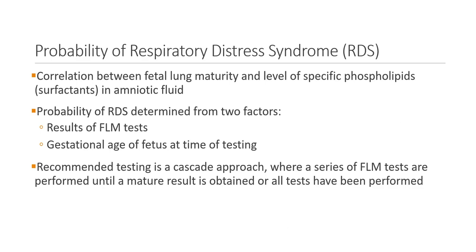The correlation between fetal lung maturity and the level of these specific phospholipids, also known as surfactants, in the amniotic fluid is crucial. The probability of RDS is determined by 2 factors: the results of the fetal lung maturity test and the gestational age of the fetus at the time of testing. A recommended testing is a cascade approach where a series of FLM tests are performed until a mature result is obtained or all tests have been performed.